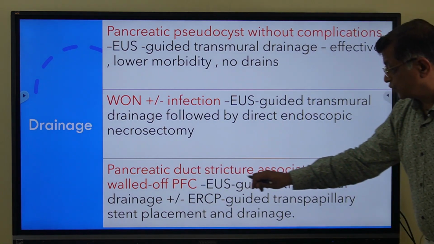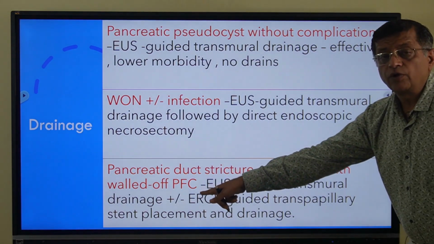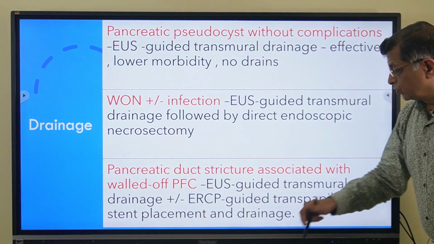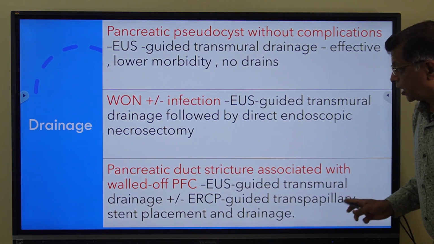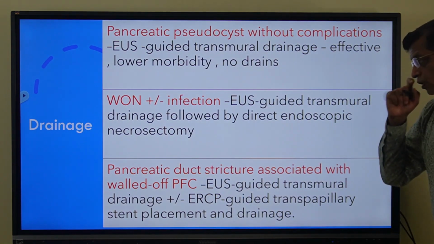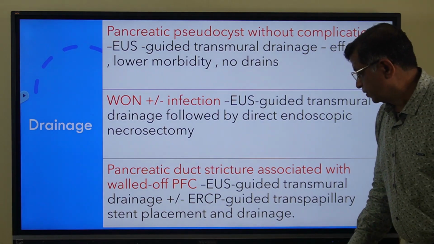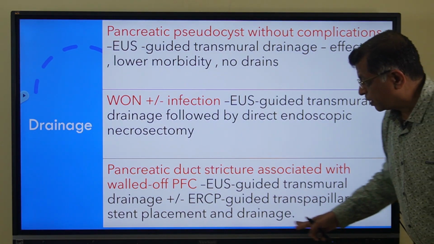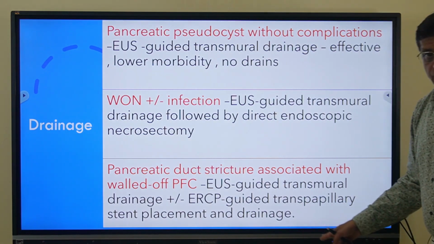Or pancreatic duct stricture associated with walled off PFC. So endoscopic ultrasound guided transmural drainage plus ERCP. Why ERCP? Because here is a stricture in the pancreatic duct or the biliary duct. So ERCP guided transpapillary stent placement and drainage, right?